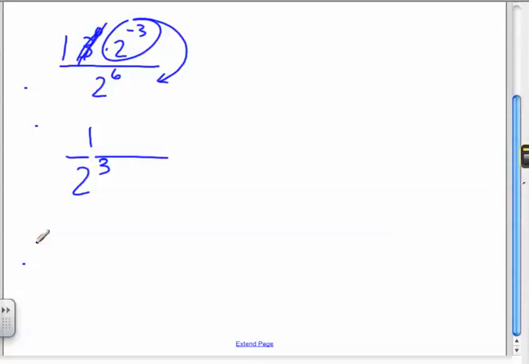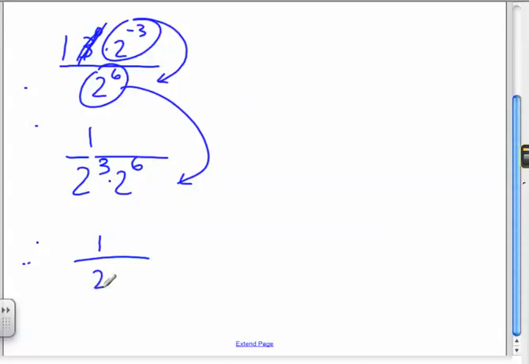Okay, what about 2 to the 6th? Does it stay or does it move? This one right here. It stays, right? So I'm going to put it on the bottom. 2 to the 6th. Now, how can I simplify that? They have the same base. Troy, what do I get on the bottom? 2 to the 3rd times... No. I don't multiply those. They're not separated by parentheses. Benny, what do I do? I add them, and I get 2 to the 9th.